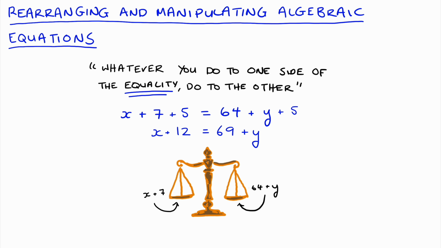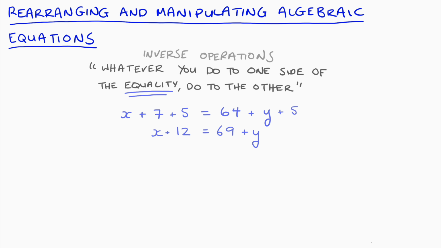So when we need to rearrange or manipulate our equations, we can operate on one side of an equality in whatever way we want. We just need to make sure that if we're changing the value of one side of the equation, we apply the same operation to the other side in order to preserve that equality. We need to make sure the scales are kept level.